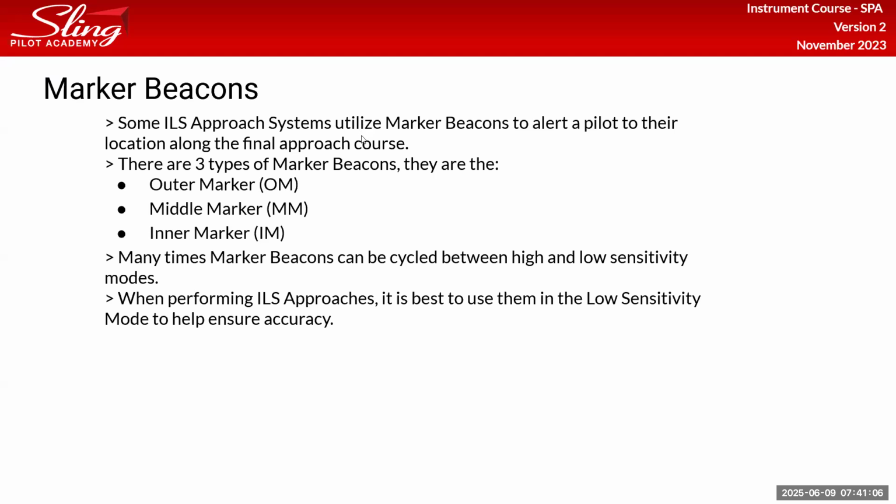So marker beacons. Some ILS approach systems use marker beacons to alert a pilot to their location along the final approach. There are three types: outer marker, middle marker, inner marker. Many times marker beacons can be cycled between high and low sensitivity modes. When performing ILS approaches, it is best to use them in low sensitivity mode to help ensure accuracy. I don't quite think that these are really used anymore.